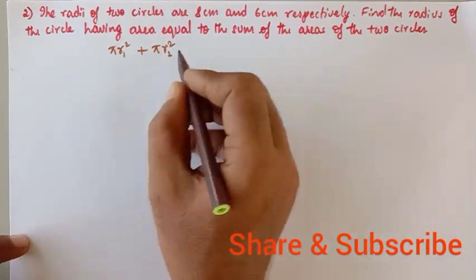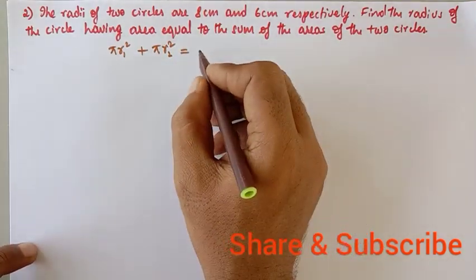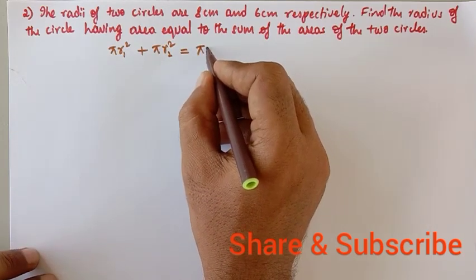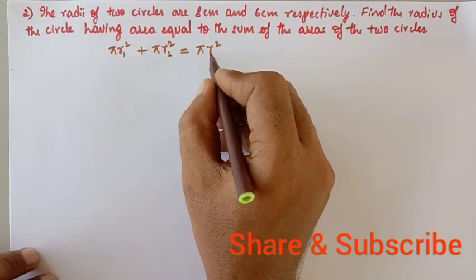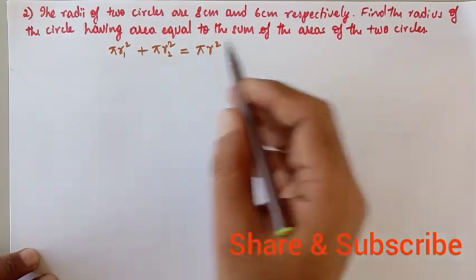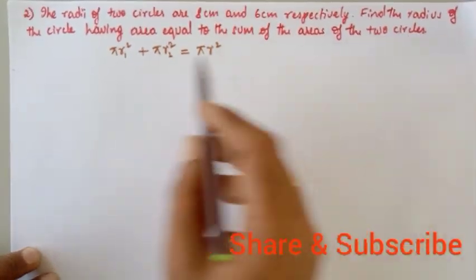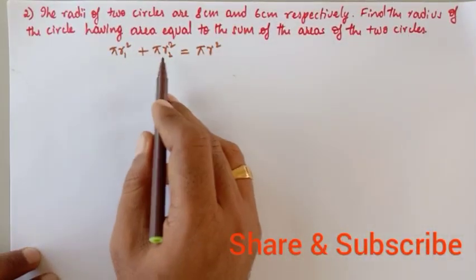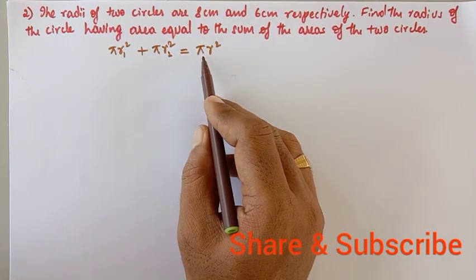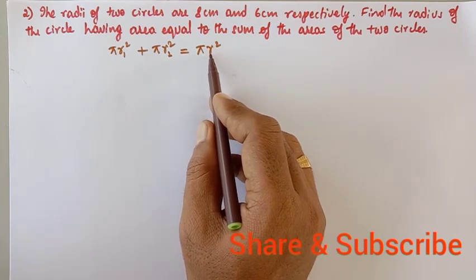If I add up these two areas, I will be getting a bigger circle. The formula to calculate the area of that bigger circle is also pi r square. Here the radius will be bigger. I want to find the radius of the circle having area equal to the sum of the areas of the two circles. If we add up these two areas, I will be getting a newer circle with bigger area. That circle's radius I want to find. I want to find here r.